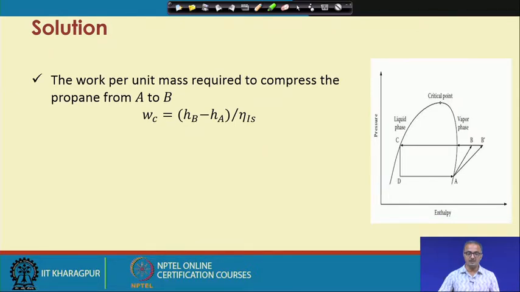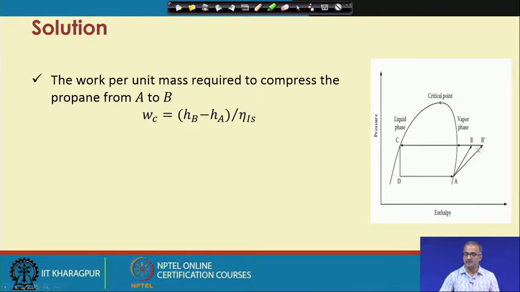So, again we write that the work done, we have derived this earlier also. We find that the work done is HB minus HA, that means this is the compressor. So, the work is done only at the compressor. We are writing HB minus HA divided by eta IS, because the actual work will be from A to B prime. So, this A to B is the ideal work.